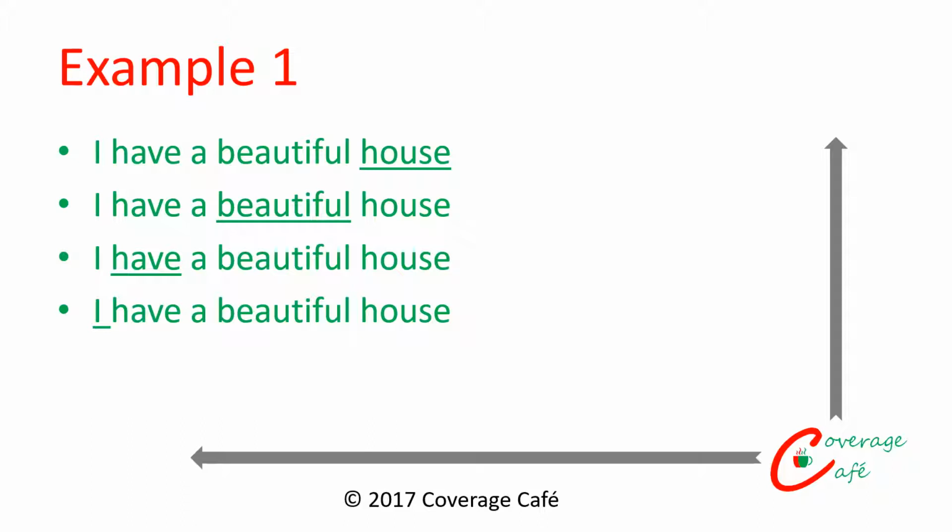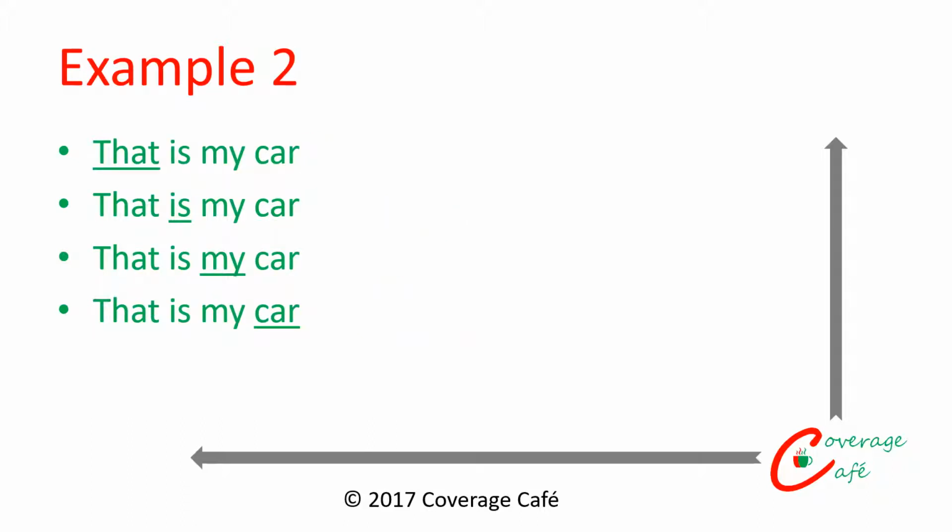Okay? Let's take another example. That is my car. You're pointing at something and saying, that is my car. You're looking at cars, you're looking for your car, and you find it and you say, that is my car. Then your friend says, no, that's not your car. You say, no, that is my car.